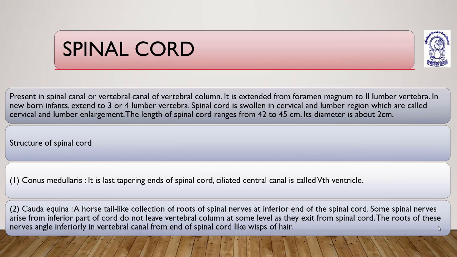As you all know, the central nervous system is divided into brain and spinal cord. So the spinal cord will be the last part of this central nervous system. Then we will talk about the cranial nerves and the spinal nerves. So, starting with the spinal cord.